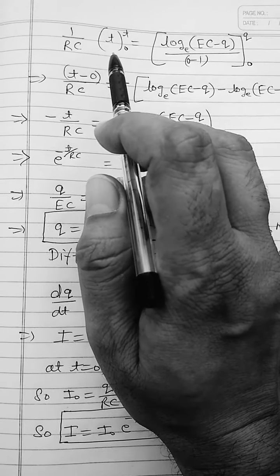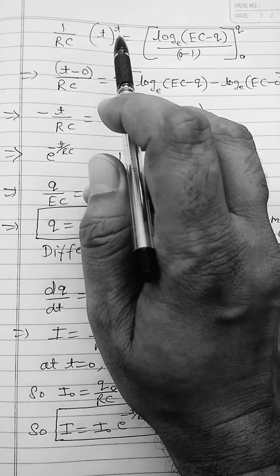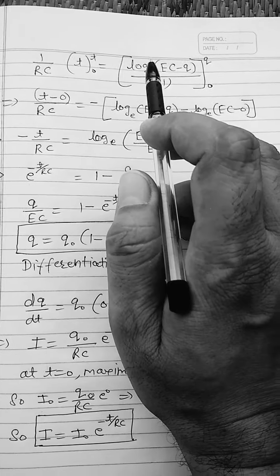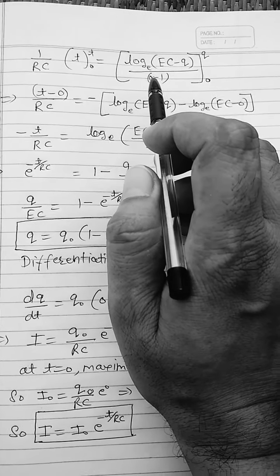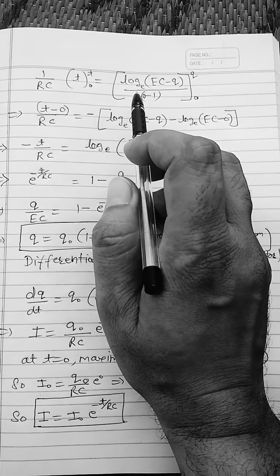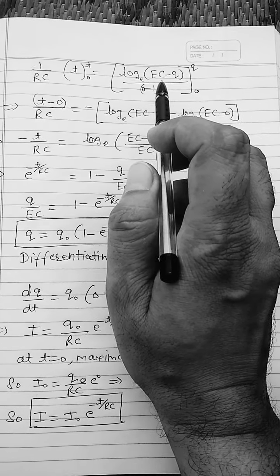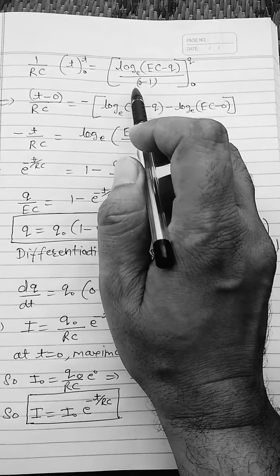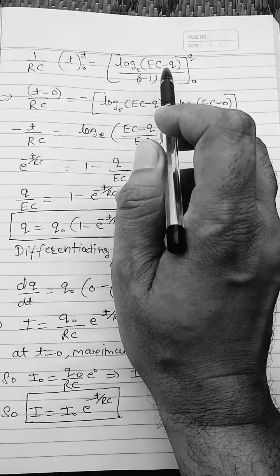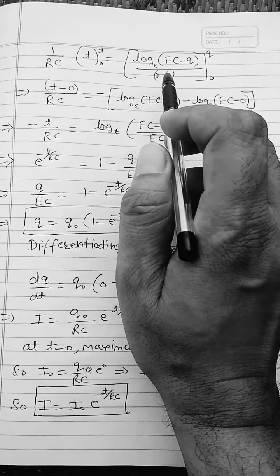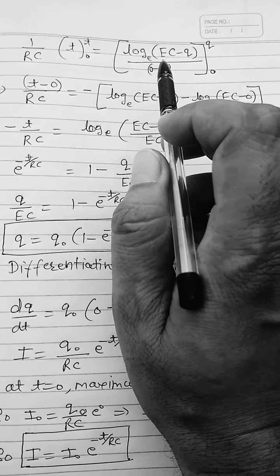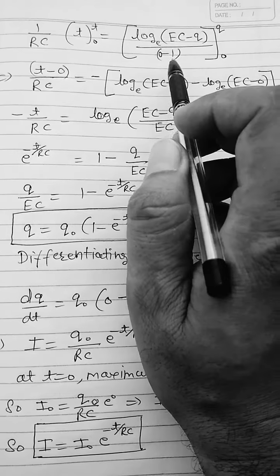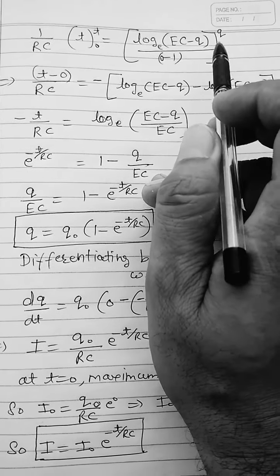Okay, so now when we solve this, it will be 1 upon RC integration of dt, that will be t from 0 to t, is equal to, as we know that integration of 1 upon x is equal to log x, so it will be log base e of EC minus q, and differentiation of EC minus q will be 0 minus 1, because EC is constant here, so differentiation of EC will be 0 and differentiation of q will be 1. Limit is from 0 to q.